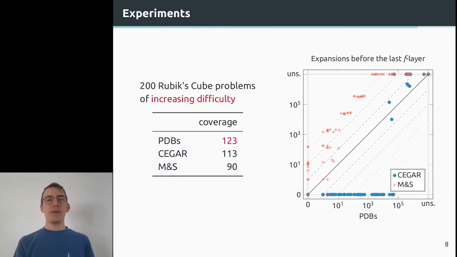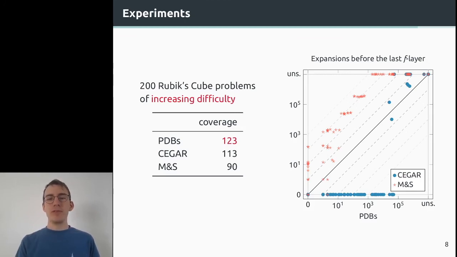Now let's have a look how the different abstraction classes performed in our experiments. We generated 200 Rubik's Cube problems of increasing difficulty. Looking at the coverage shows that pattern databases were able to solve the most out of these 200 tasks. If we look at the plot on the right, we see how many states have been expanded by each of the techniques. We plot against pattern databases, which means that the data points below the diagonal are those where the heuristic guidance of the other technique was better, whereas above the diagonal means the opposite.